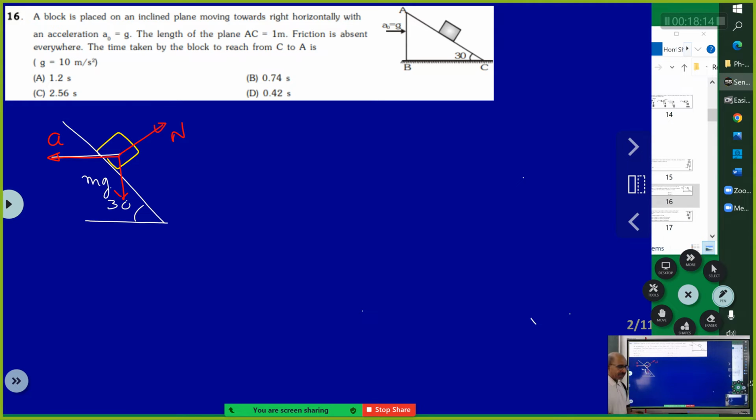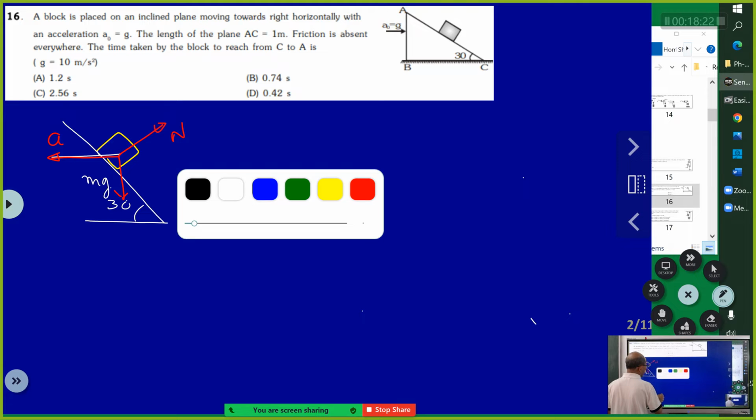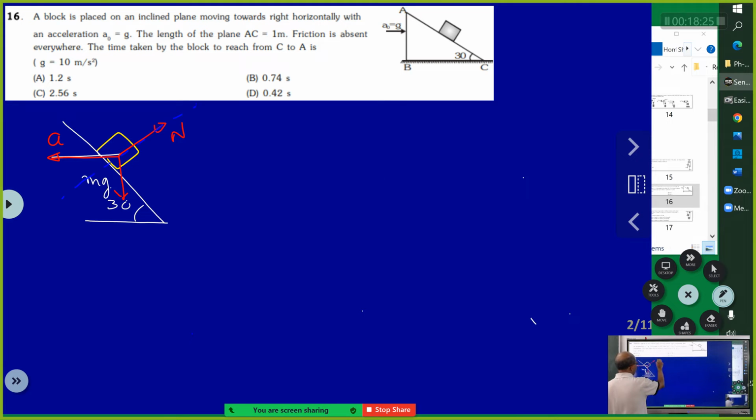Now go systematic. One thing is, you notice that there is no freedom along this axis. That is, there is no motion along this blue line or this axis. That means the N has to be balanced. That N gets balanced. That means now you will take the component of this and component of this in this direction, and those two components must be equal to N. So N is nullified.